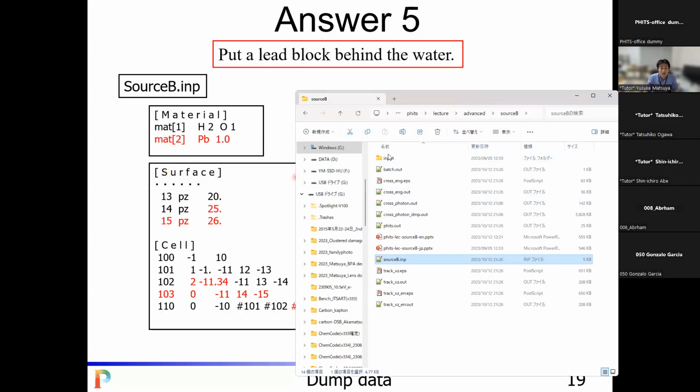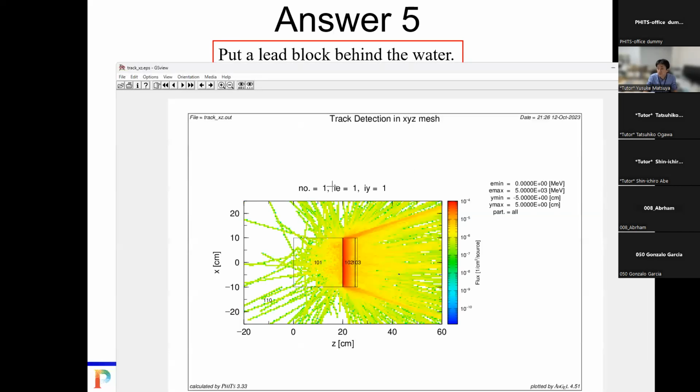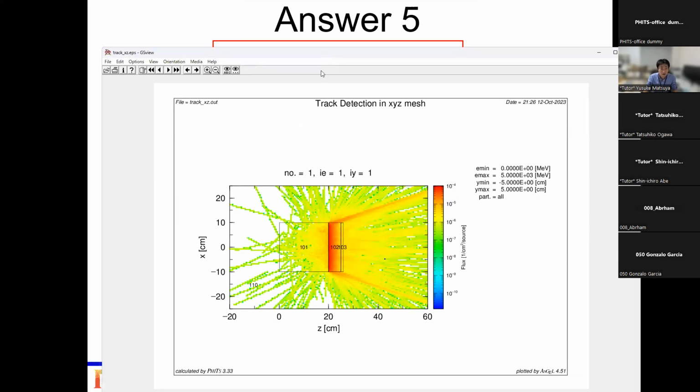After this execution, let's open the track underbar exit.eps file. This one. Then you can have this kind of result and found that the particle fluence is reduced in the lead region. Okay.